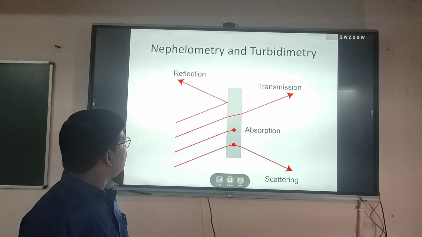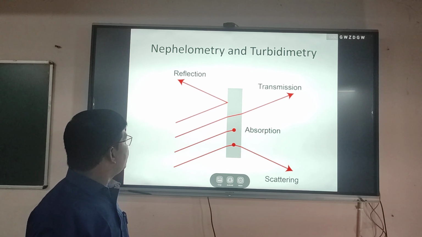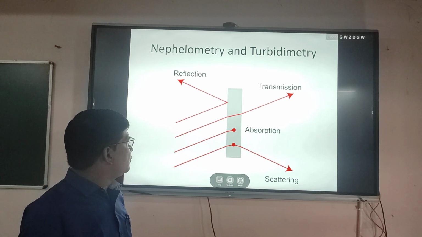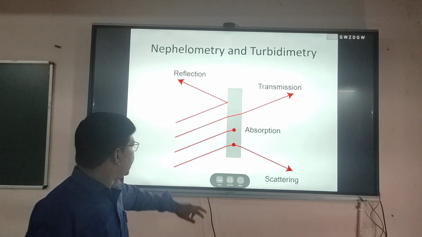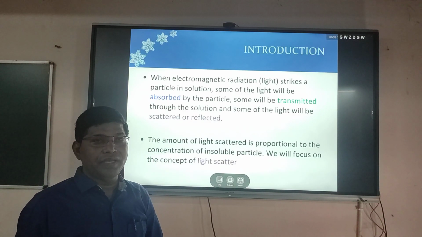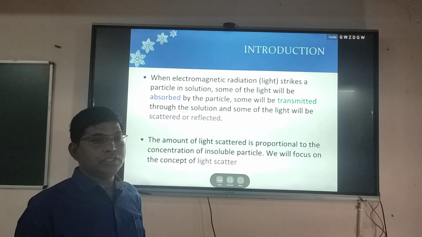So in UV visible generally we measure the absorbed light, but the detector measures the transmitted light in a UV visible spectrophotometer. And the light used in nephelometry and turbidimetry is in the UV visible range, from 200 to 800 nanometer wavelength. So before getting into the topic, I will give you the introduction of these two techniques.